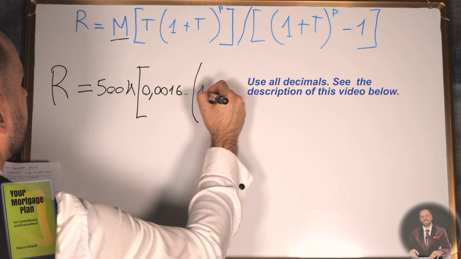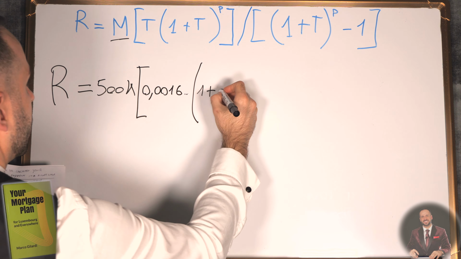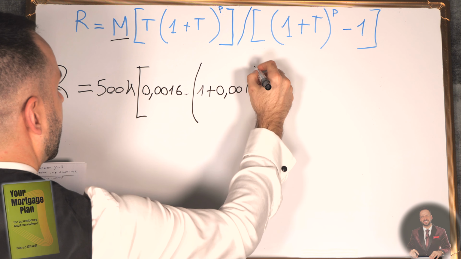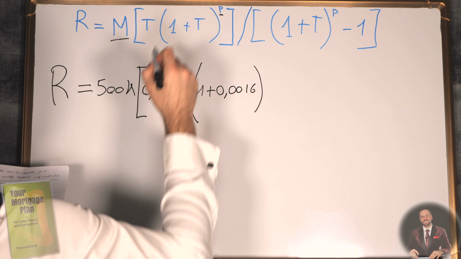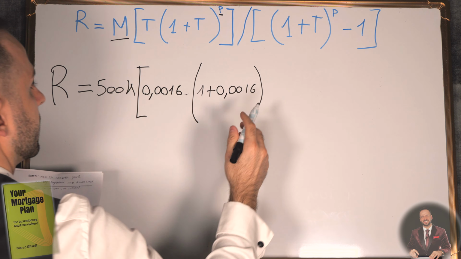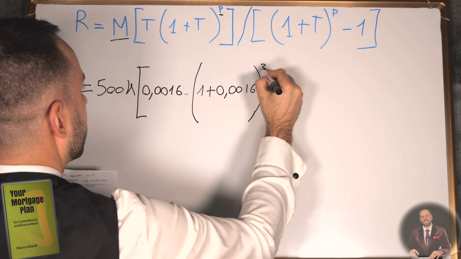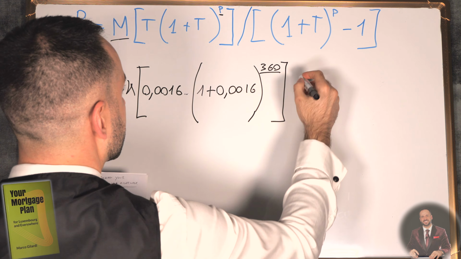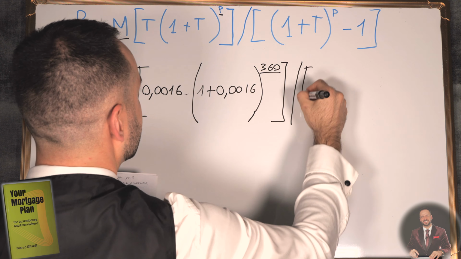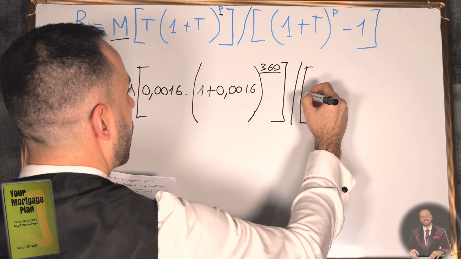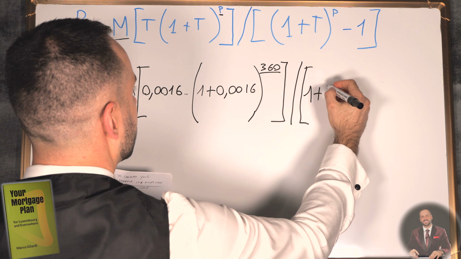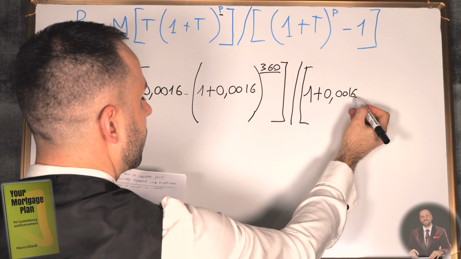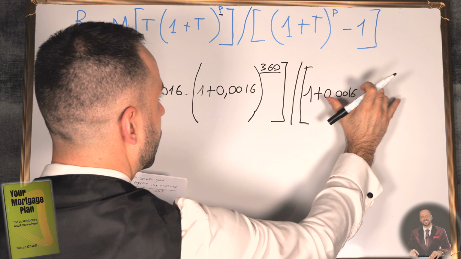Then we have 1 plus T again. I'm going to put this. Then here we have P, you see? P, what we said, 360. So we are going to put 360 here. After that, I don't know if it's enough here to calculate this one. So we have enough space. We have 1 plus T again, which is 0,0016. You have to take the full number, okay?